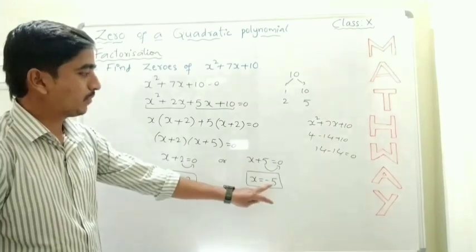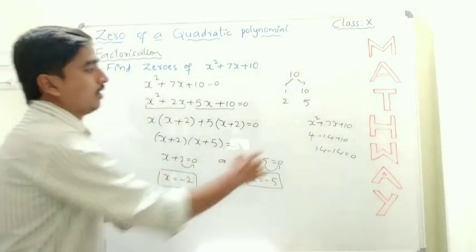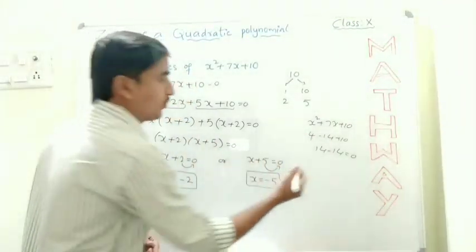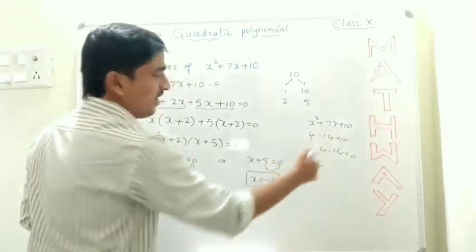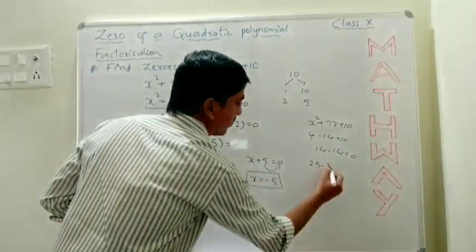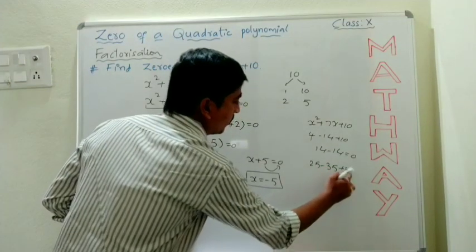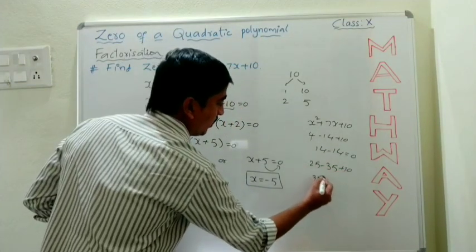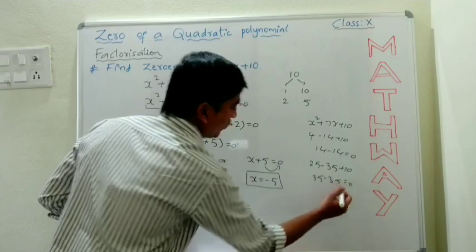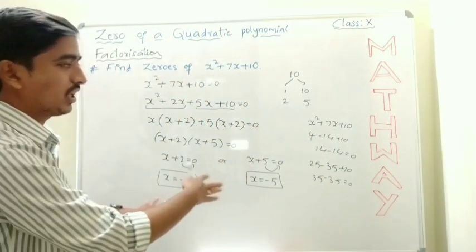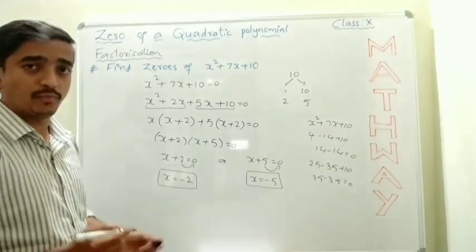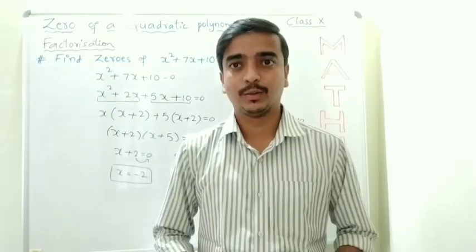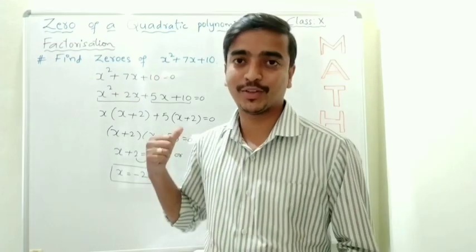In the same way, let us substitute minus 5 in the given polynomial. X square: minus 5 square is 25. And 7 times minus 5 is minus 35, plus 10. So 10 plus 25 is 35, and 35 minus 35 is 0. In this way we can verify whether the zeros are correct or wrong. So this is the process to find the zeros for a quadratic polynomial. Hope you all understood how to find the zeros of the polynomial.